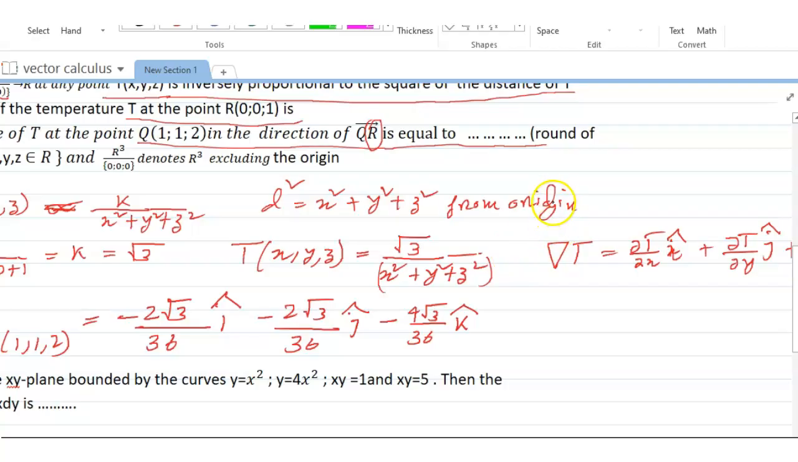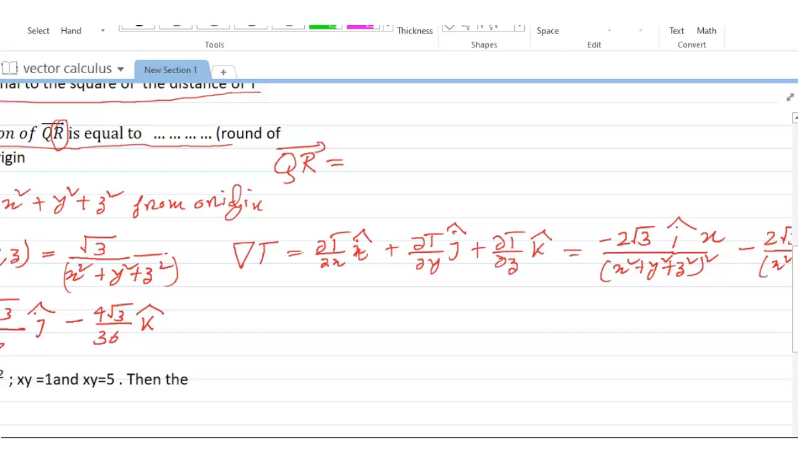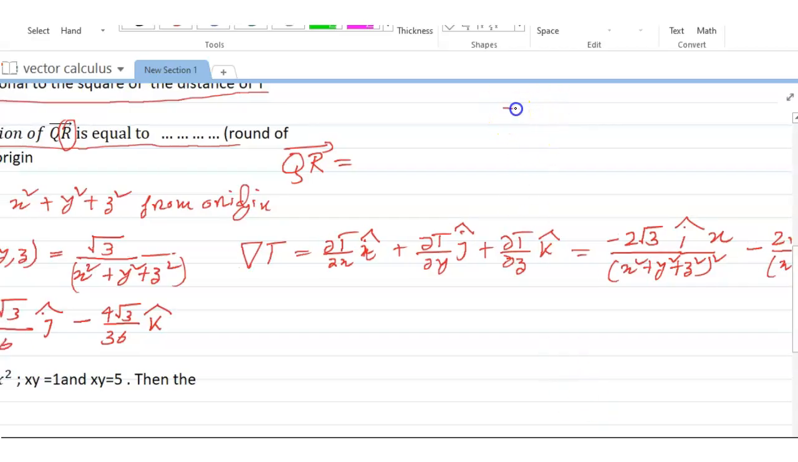So the direction QR: how can I find QR? If we see the triangle law, this is the point Q, this is R, and this is OQ and OR. So QR equals OR minus OQ.